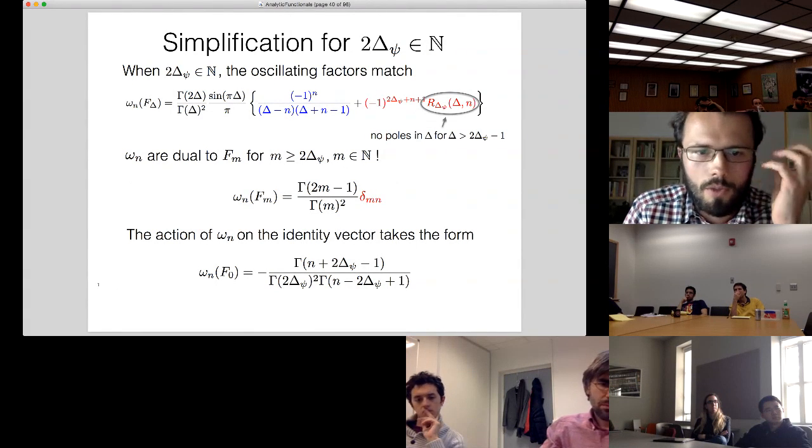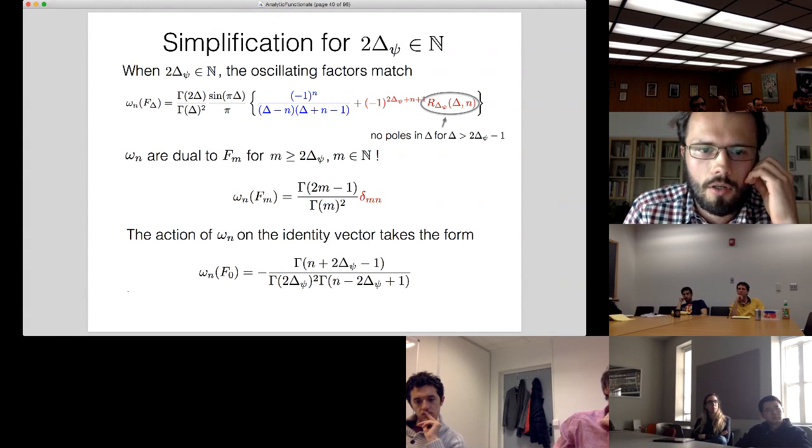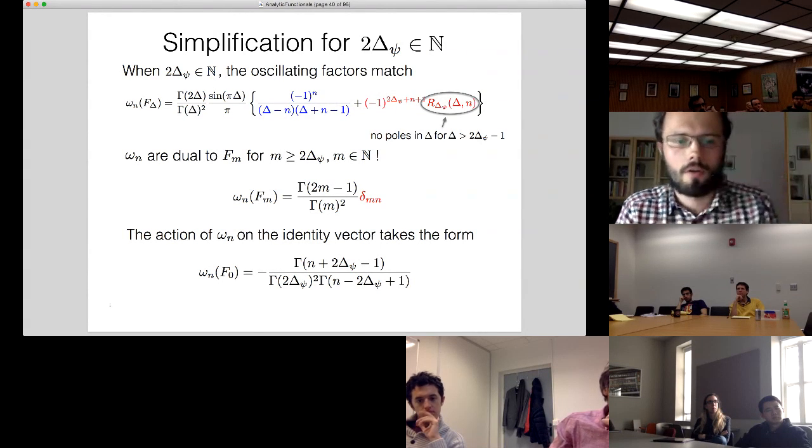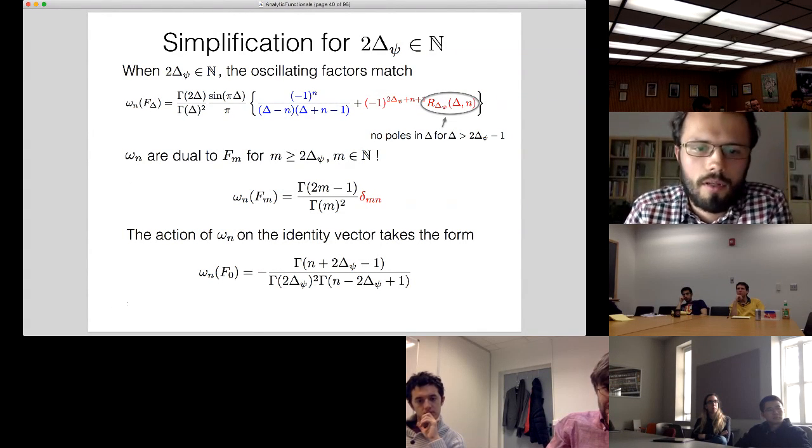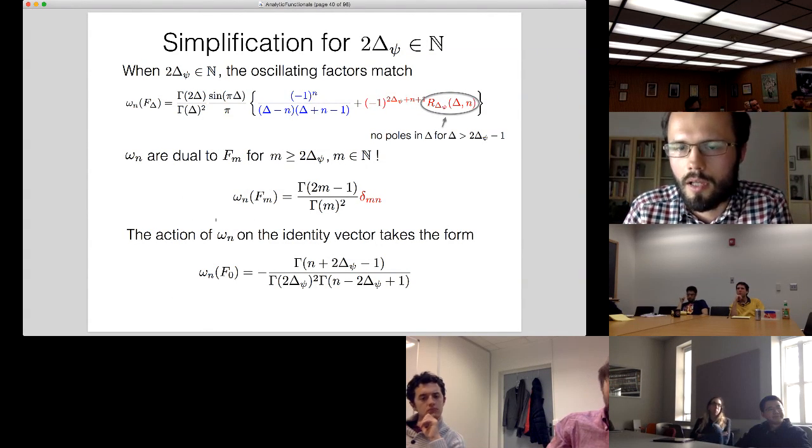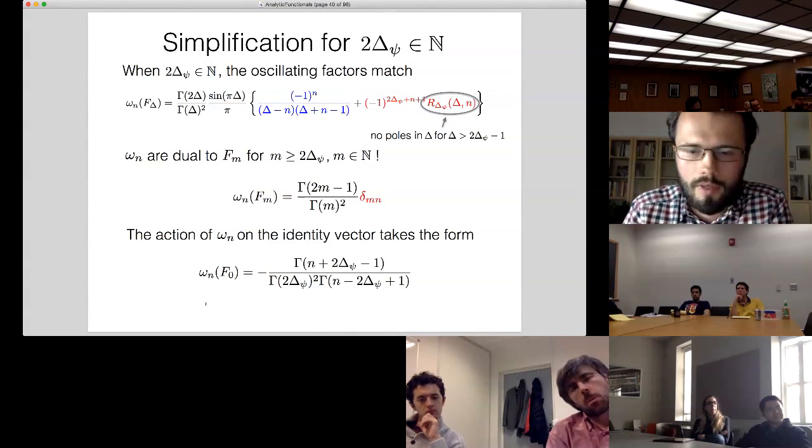Another observation that we can make is that the action of the basis function omega n on the identity block can be evaluated explicitly. In this case, the only contribution is coming from the red term, so from the cross block, and it takes this following relatively simple form.